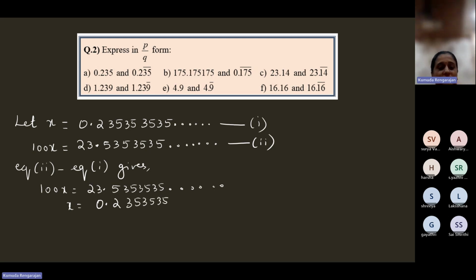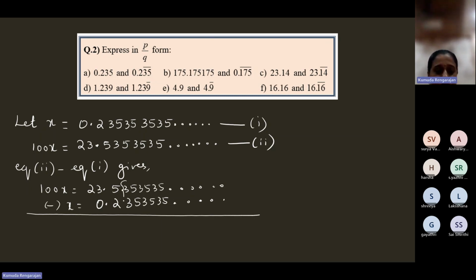The first equation, children. See the first one. This one, 0.2, 3, 5, 3, 5, 3, 5, going on forever. The first one can have an extra 3, 5, that's okay. 3, 5 is going on forever. It's not that the number of 3, 5s in the first one and the second one should match. There are infinitely many 3, 5s, so don't try to match the number of 3, 5s. Whatever you see in these two equations, just write it. That's all. Now subtract.